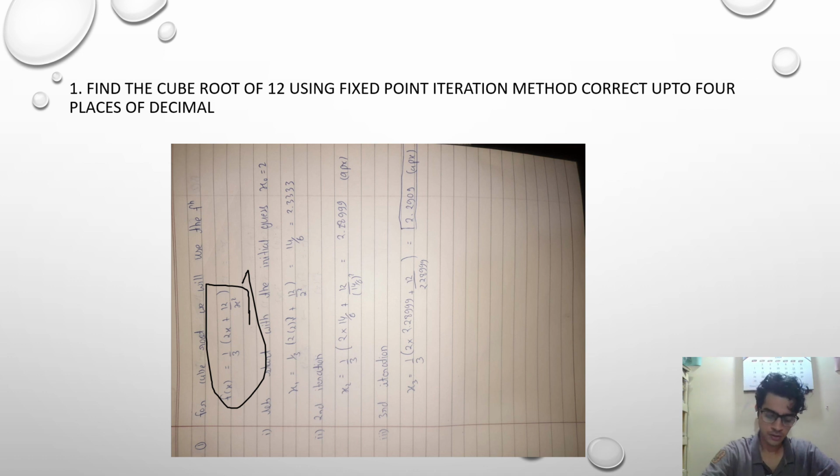For the third iteration, we will go with x3 = 1/3 (2 × 2.28999 + 12/2.28999²). After solving the equation, you will get an answer very close to 2.28999, so we will take it as the answer. So this was the cube root of 12 by using the fixed point iteration method.